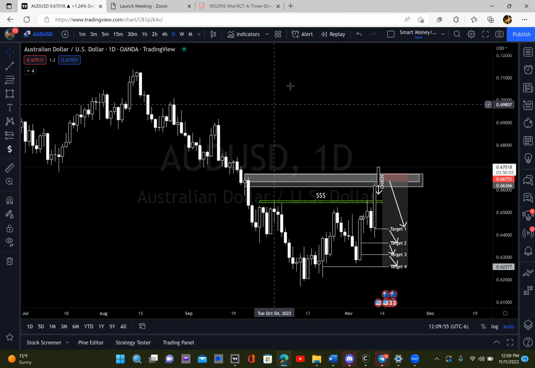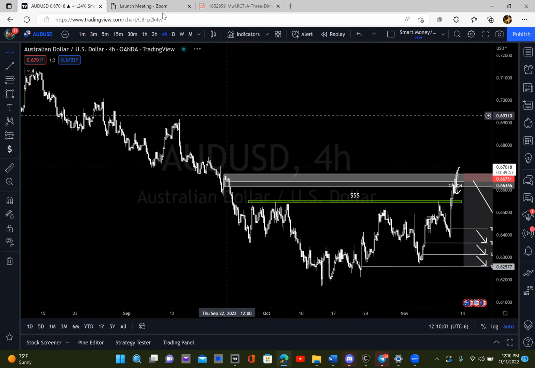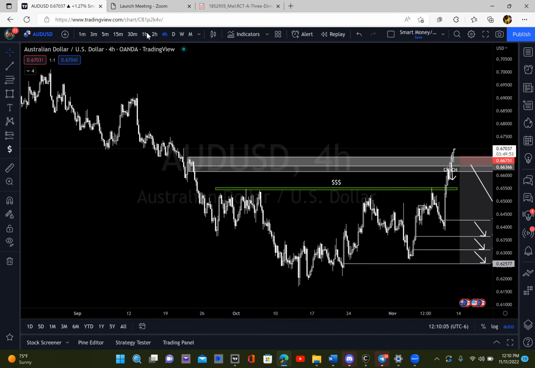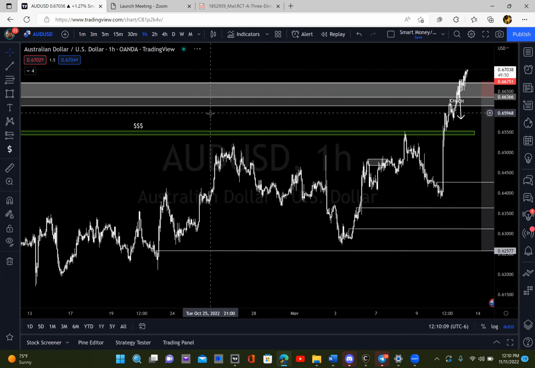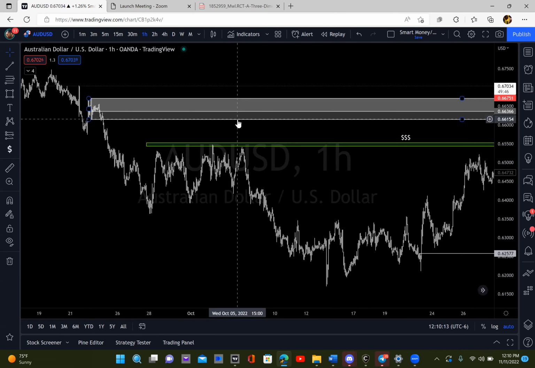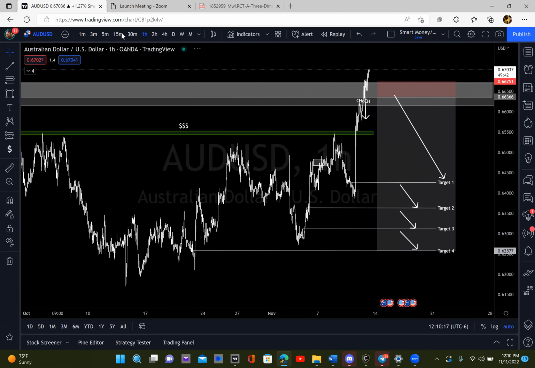Number one, first and foremost, all right, I marked it up. And then once I mark it up, I start going down to the lower time frames, okay? Because I don't enter off the high time frames, I enter off the lower time frames. And I started looking, waiting for price to come back into my zone, waited.